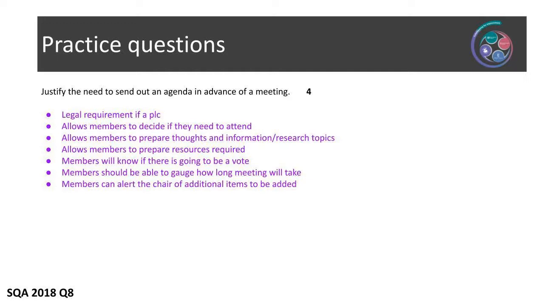And of course, they'll also be able to gauge how long a meeting is likely to take based upon the information being provided. And if members feel there should be additional information discussed at the meeting, then they've also got the ability to alert the chair and get those items added. 1 mark for each justification. If you're developing it on sufficiently, then there'll be a 2nd mark available. I'd be looking at making 3 or 4 points there and developing them on as well, just to make sure you've got all your bases covered.